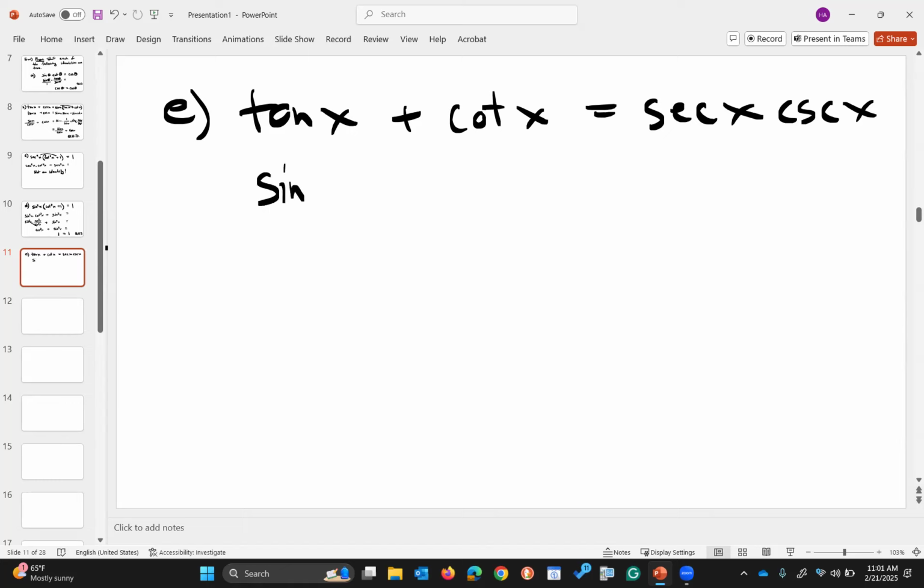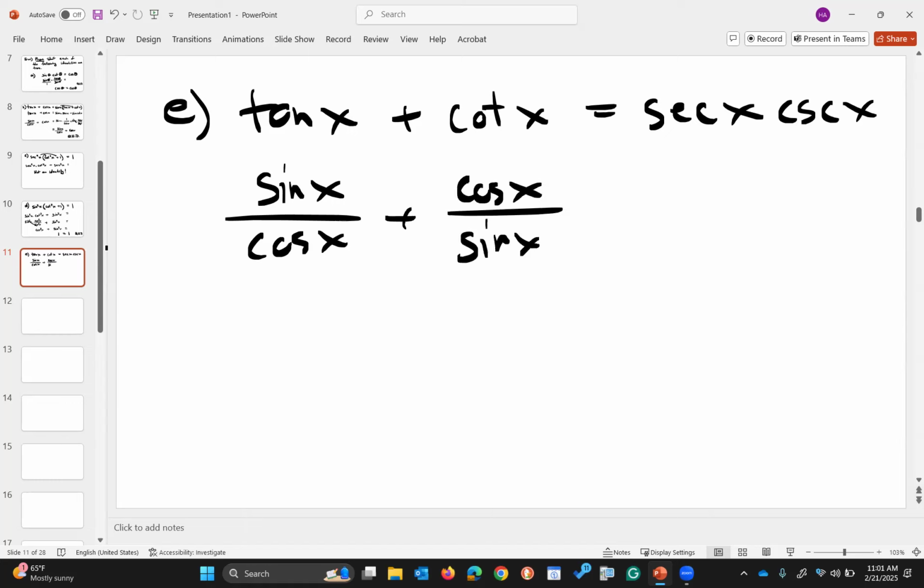Fine. All right, I think most people are done here. Let me go to the answer. Let's see if you guys got this. Okay, everybody got to this point, hopefully. And then you can do the 1 over all that, or you can do one individually, right? So your secant is 1 over cosine, and this is 1 over sine. Everybody okay there so far?